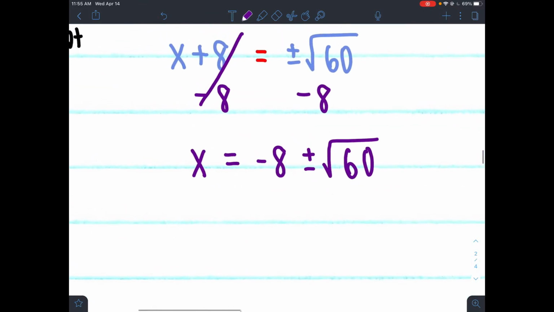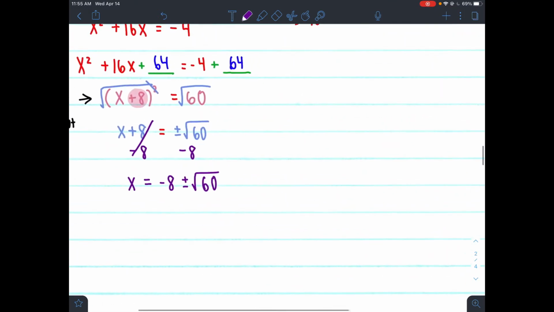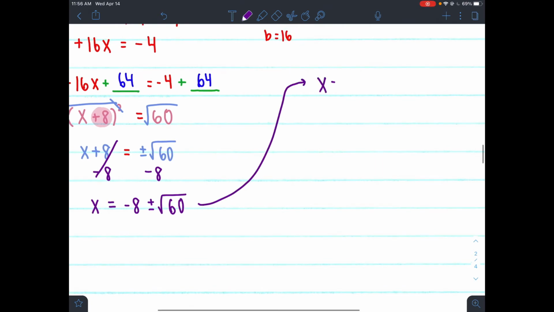Okay, is this your final answer? No, because you always want to check to see if you can simplify that radical. So I'm going to go ahead and move this over here so that I have more room. x equals negative 8 plus or minus square root of 60.